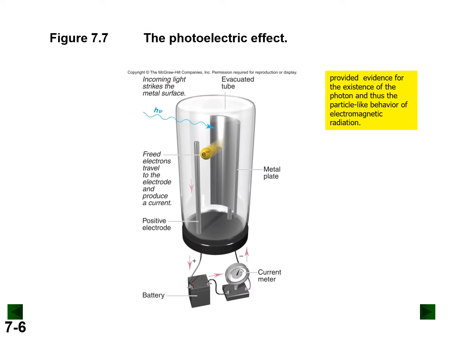The photoelectric effect provides evidence for the existence of the photon and the particle-like behavior of electromagnetic radiation. As we can see from this figure, light strikes the metal surface and produces free electrons, and the free electrons travel to the electrode and produce current.